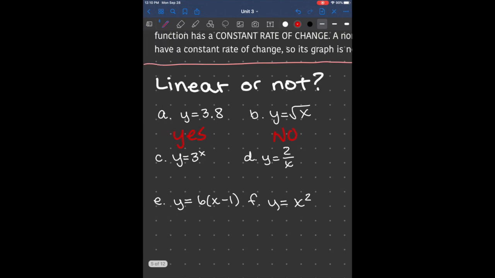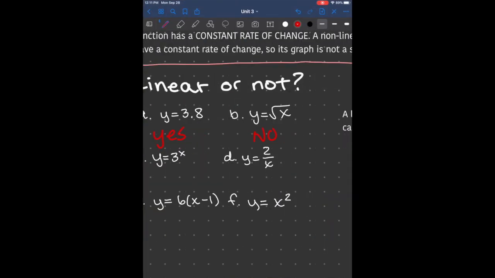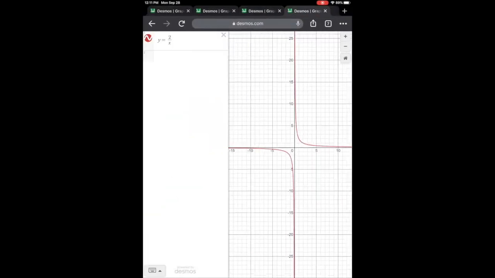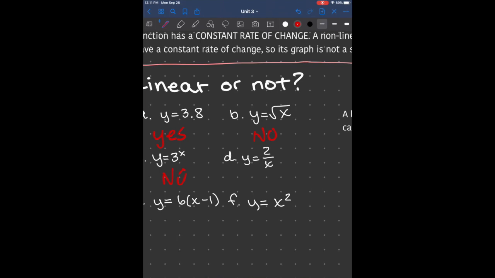And now we want to look at 3 to the x power. Okay, there's 3 to the x power. That one is curved as well, so it is not a function. Now let's look at 2 over x. Hopefully this one's quick. There's what 2 over x looks like. It is curved and not connected, so it is not a function.